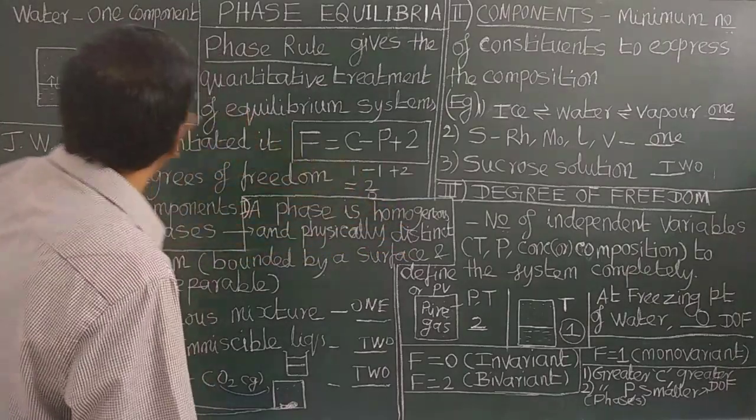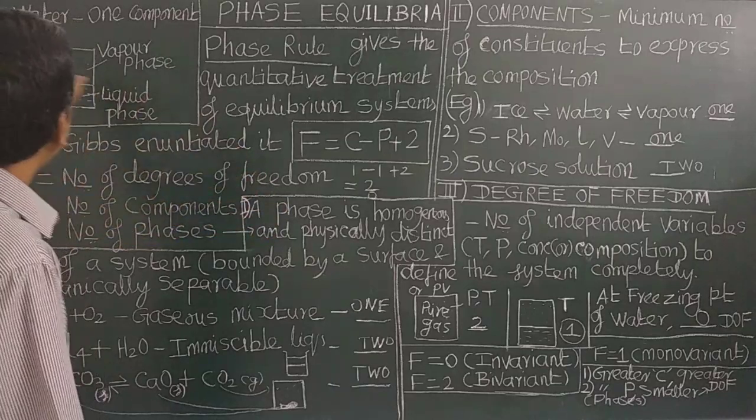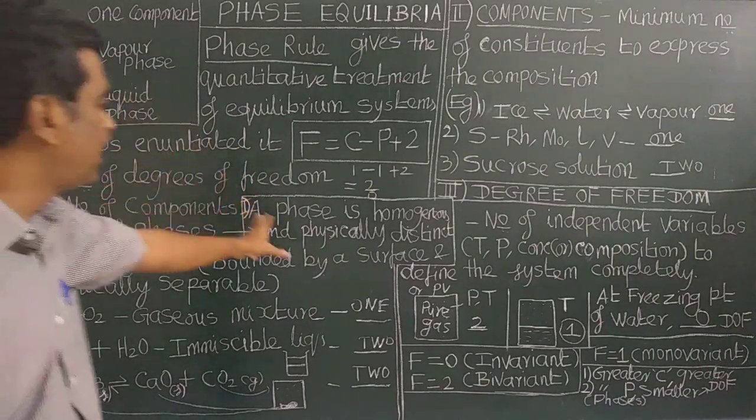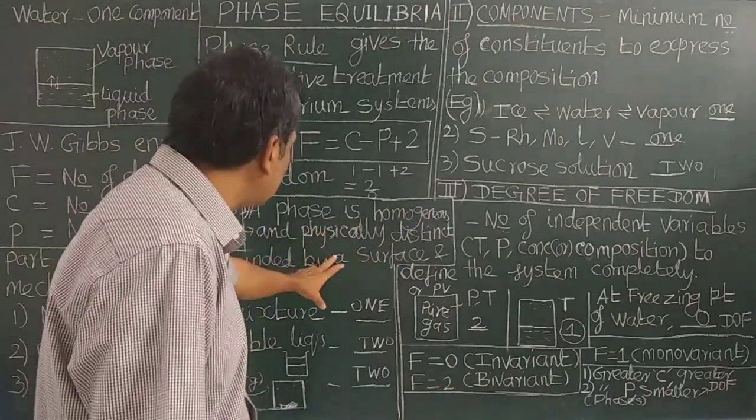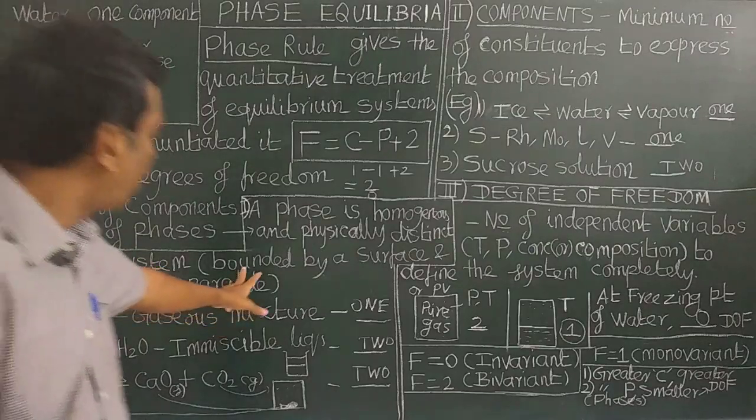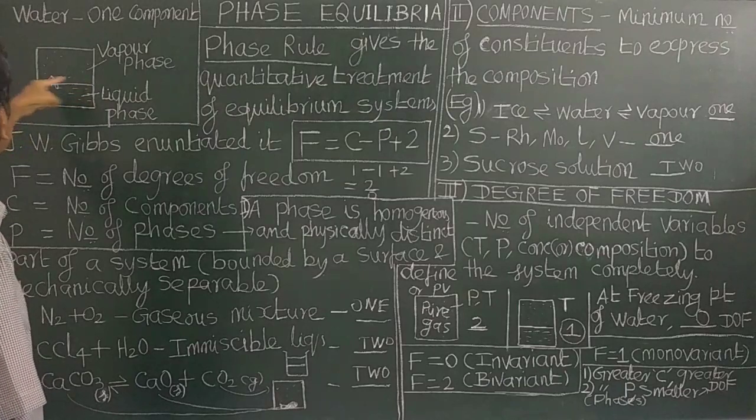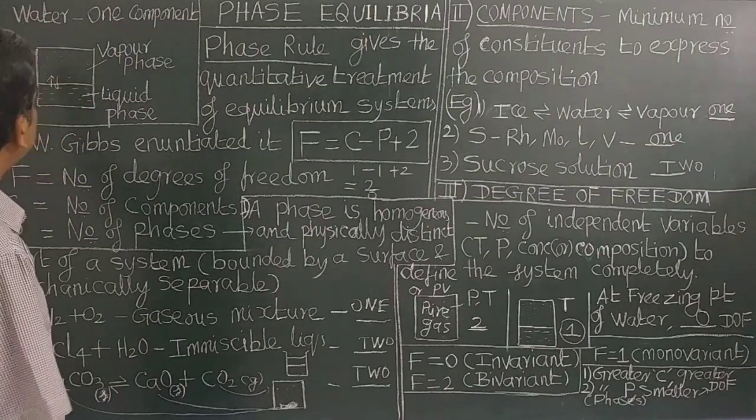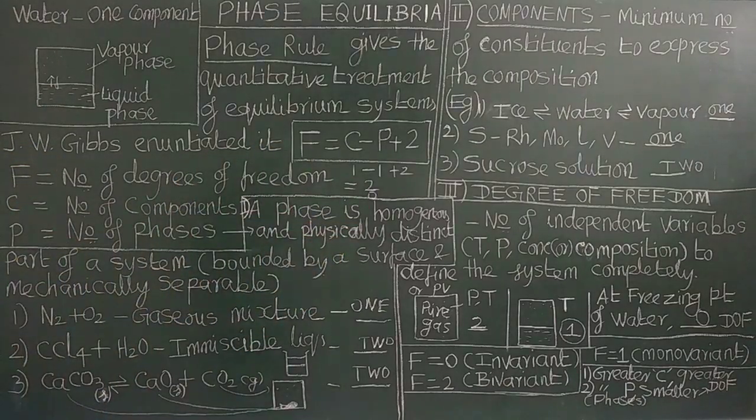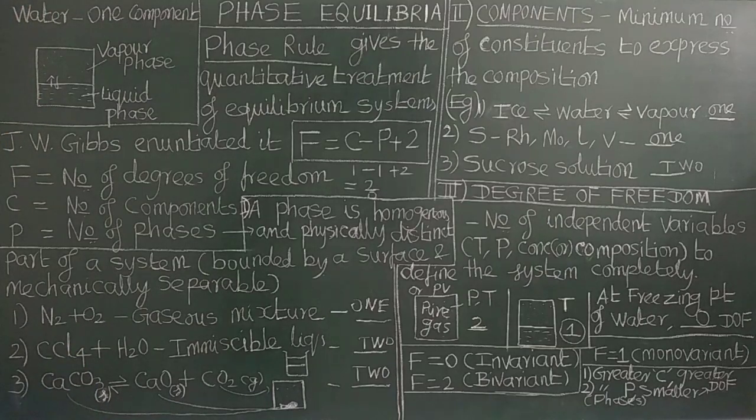A phase is homogeneous, very well homogeneous. A phase is a homogeneous and physically distinct part of the equilibrium system, bounded by a surface and mechanically separable. The vapor can be separated from the liquid. Let us see a few examples so you will easily understand.